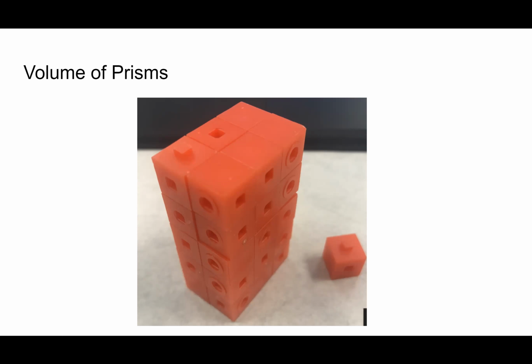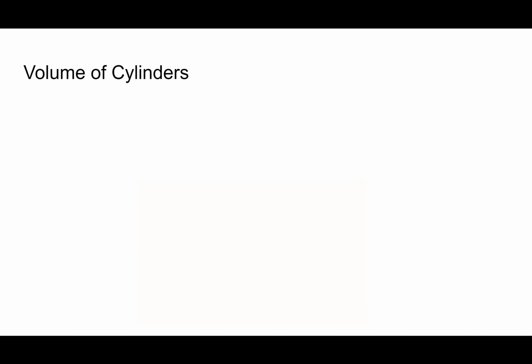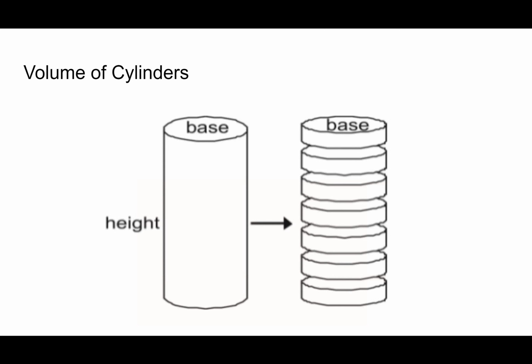So that's exactly what we're gonna do for the volume of prisms and cylinders. Cylinders happen the same way. Look, have a cylinder. I can count the base. It looks like a circle. I know how to get the area of a circle. And then I can cut it into layers, which is basically the height. So the volume of a prism or a cylinder is going to be area of the base times the height.